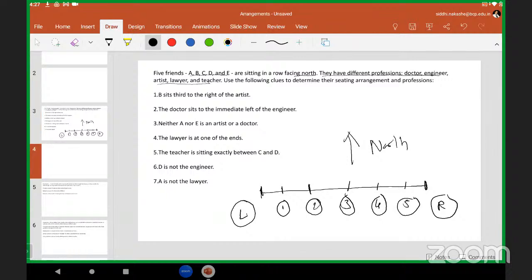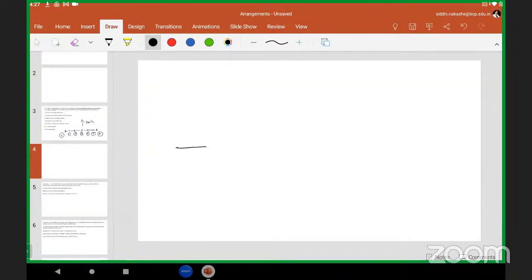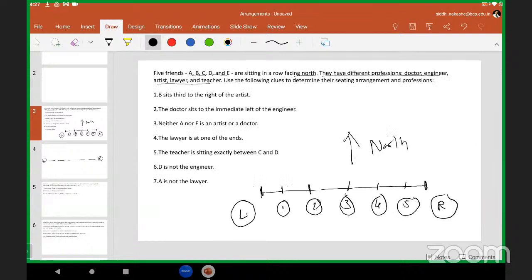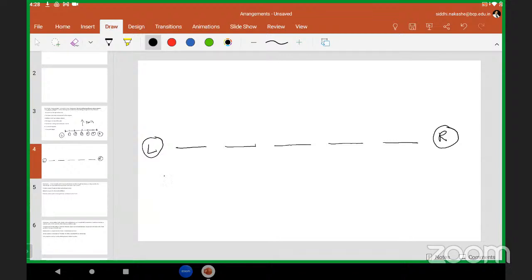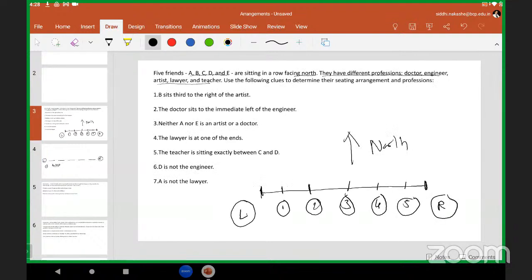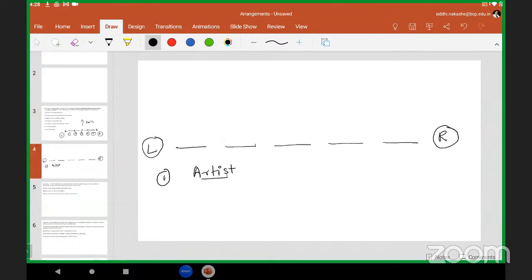Okay, let's start with this. Suppose one, two, three, four, and five. Five people. This is your left, this is your right. Let's move on to the condition. Now B sits third to the right of the artist. So the first condition is, suppose here is the artist, and where does B sit? Third to the right of the artist. One, two, three.